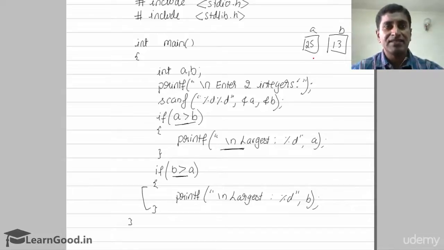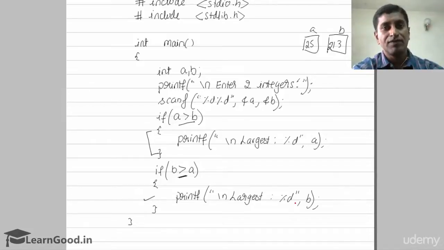In the second case, when a value is 25 and b value is 213, 25 is greater than 213, this condition is false. That means this will not get executed. Whereas 213 is greater than 25, the condition is true. In that case, this will get executed, that is, largest is equal to b. This is how we find the largest of two numbers only with an if statement.